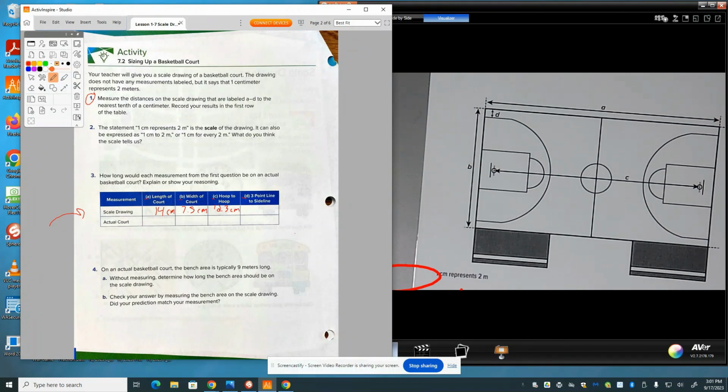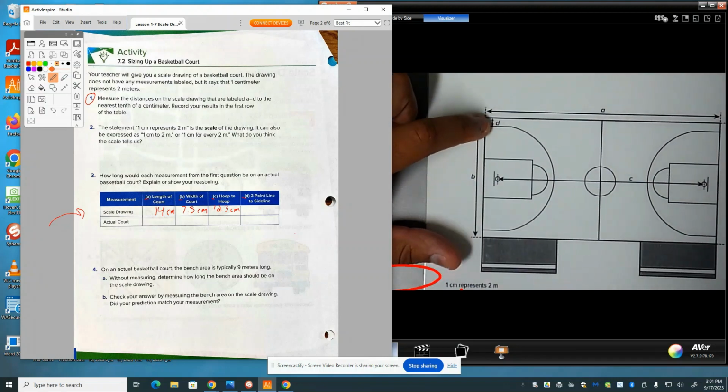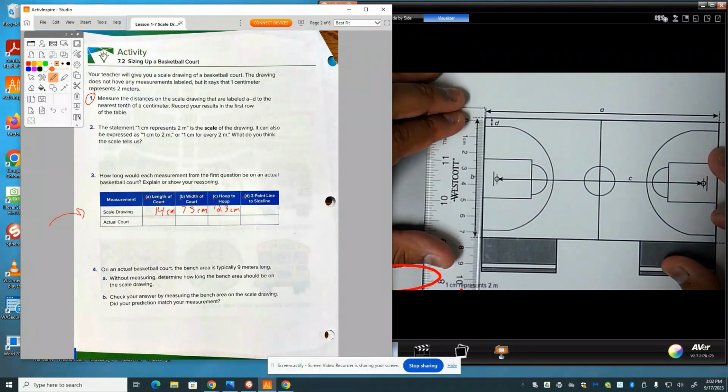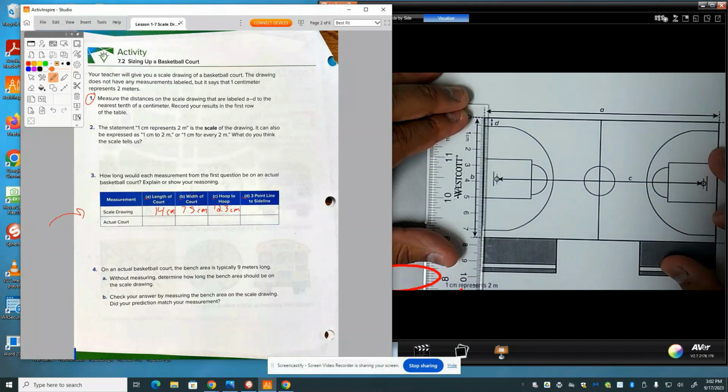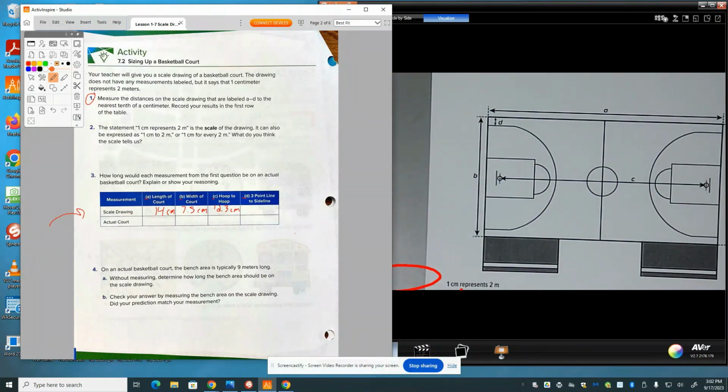Now, last but not least, let's do point D, which is the 3-point line to the sideline. I can see that's going to be a little smaller than all my other measurements, but in centimeters it looks to be about 0.5, about half a centimeter.